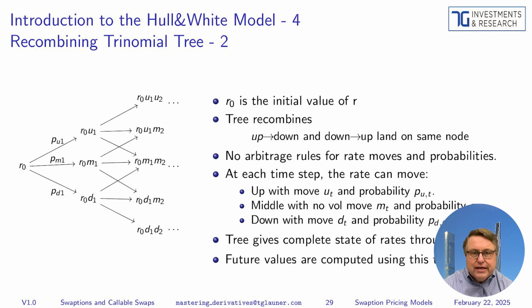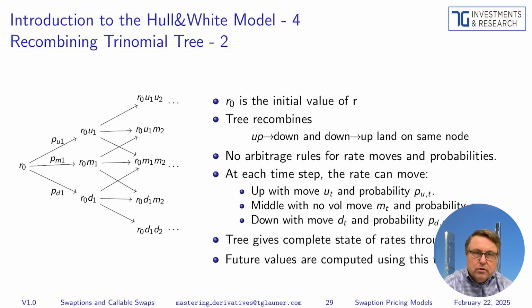Let us first look at the left side. In the recombining trinomial tree, the short rate evolves through a structured set of possible movements at each time step. We start with the initial rate R0, which branches into three possible states at the first step: an upward movement in the short rate with probability PU1, a middle movement where the rate follows its drift with no additional volatility with probability PM1, and a downward movement where the rate decreases with probability PD1.